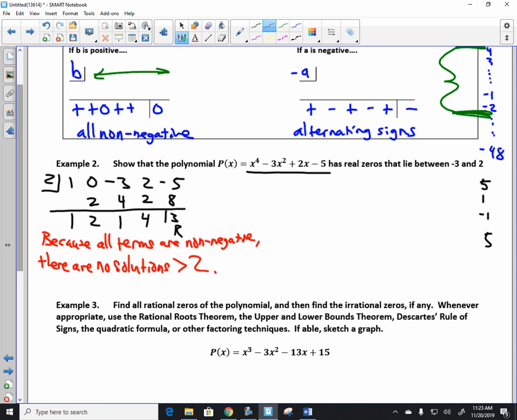He was able to develop the same idea for a lower bound. If you take a negative number, we could show that a negative number is in fact a lower bound if when you divide it in, you get alternating signs all the way across. So I'm going to show you that negative 3 is a lower bound. Wouldn't it be worth knowing not to try anything lower than negative 3? How do I do that? I take negative 3 and I divide it on in.